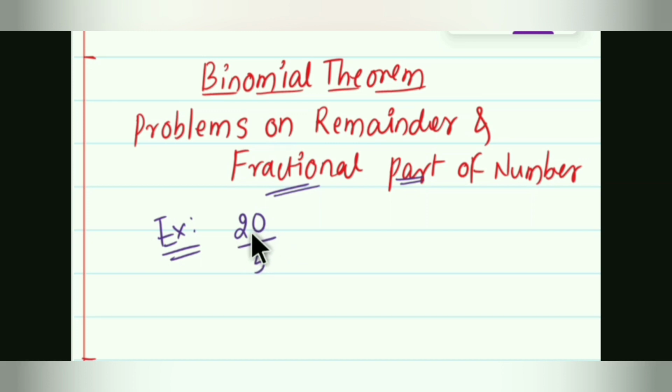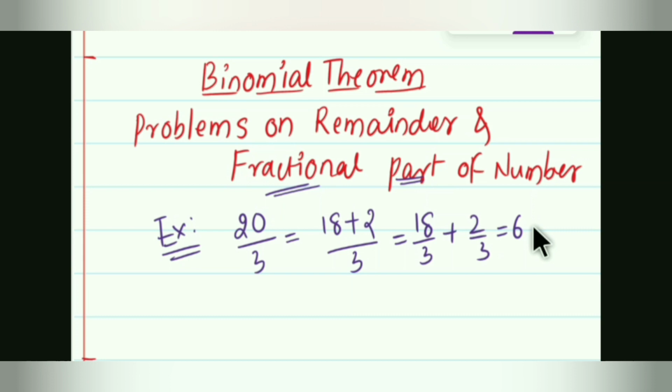If this number is given to us, 20 divided by 3, there are two ways we can write it like this: 18 plus 2 divided by 3, that is 18 by 3 plus 2 divided by 3. This is 6 plus 2 by 3. So this 6 is a quotient, 2 is a remainder, 3 is dividing. So here 2 is called remainder.